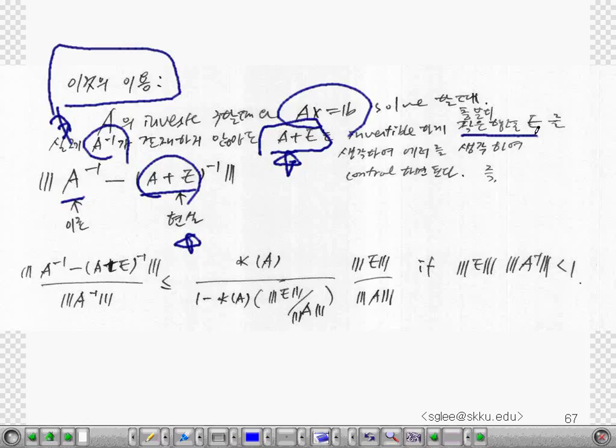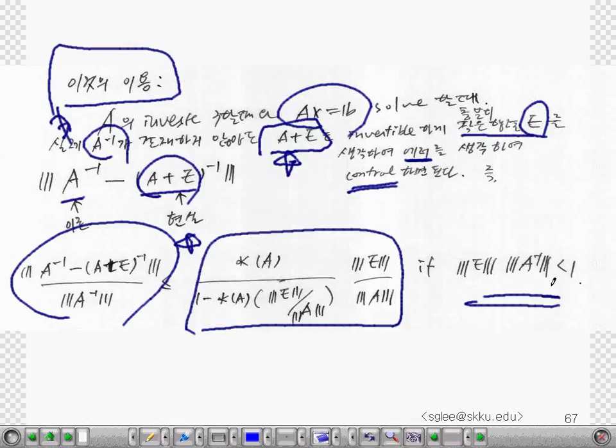Then, for a small perturbation matrix E, you don't have to think about errors. You can have whole control of it for the invertible matrix. You can use all the theorems that you have learned. And as you see, the differences are all controllable with the matrix norms.